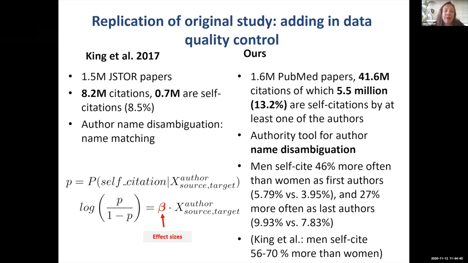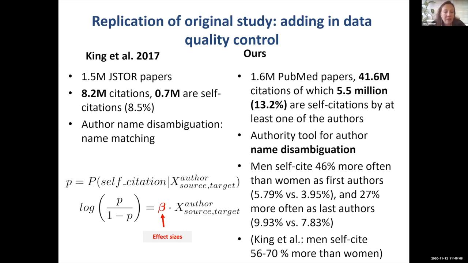The King Bay paper for matching names, or disambiguating names, used something called name matching. It's a very common method. If you have Laura Frerix and L. Frerix, you might want to consolidate them because they both refer to the same person, if you do know that. So they did a couple of these surface form string matching things to say these are the same names.